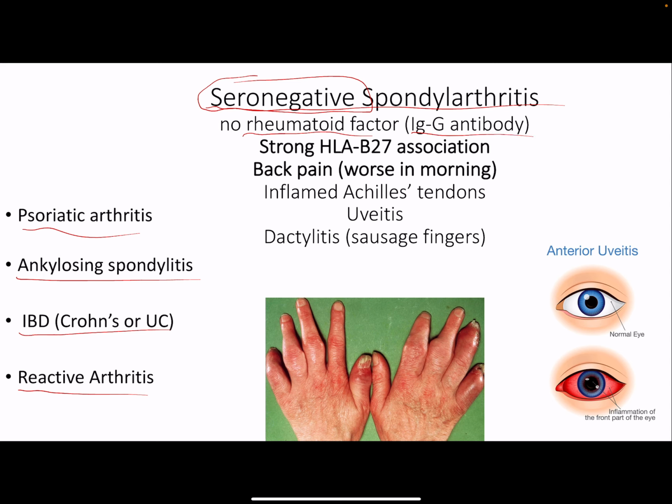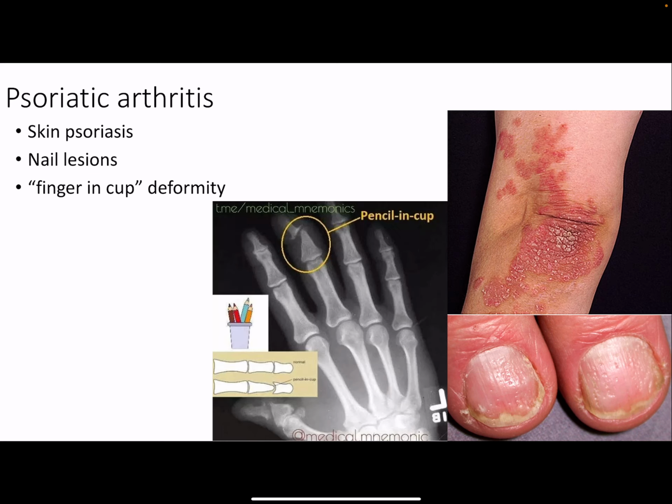Sometimes they're elevated, but sometimes they're small. There's HLA-B27 we mentioned earlier. This one's really very telling for back pain especially. So rheumatoid arthritis might be in the knees, but this is really bad in the back, and it's worse in the morning, like most of these inflammatory conditions. Sometimes the Achilles tendons get a little bit inflamed, and you get uveitis, really just inflammation of the eye, and dactylitis sometimes, which is these sausage fingers getting a little bit swollen.